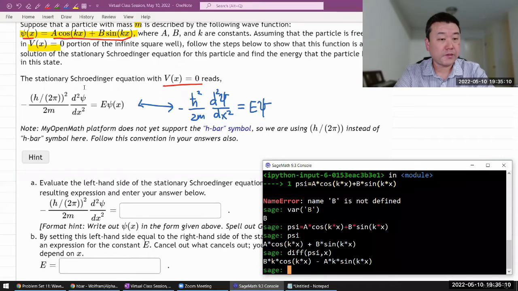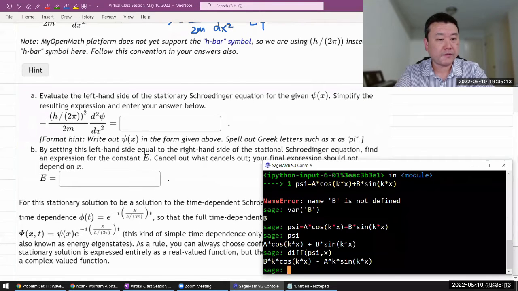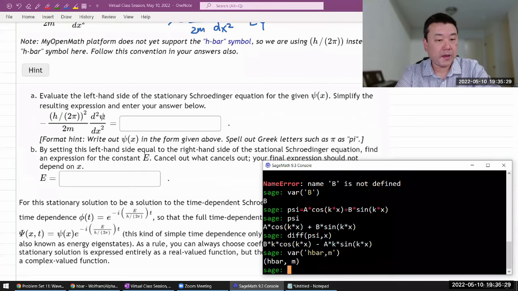So for the evaluation of the left-hand side, I need two position derivatives of psi. So I'm going to do that, but I need to declare a couple more variables, h bar and m. So what I want to write down is minus h bar squared over 2 times m times the derivative of psi with respect to x, twice. I think that's right. With respect to x, twice. I think that's the syntax.